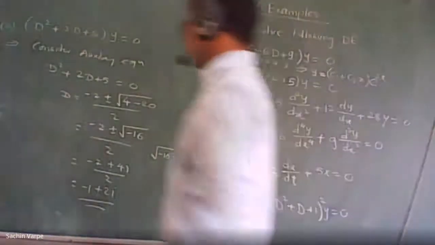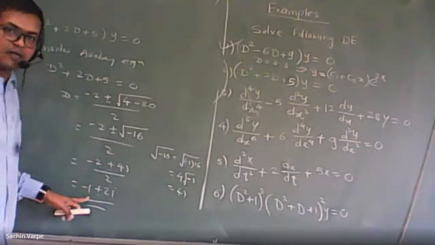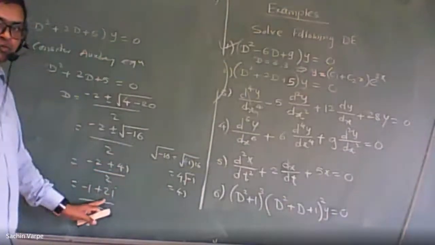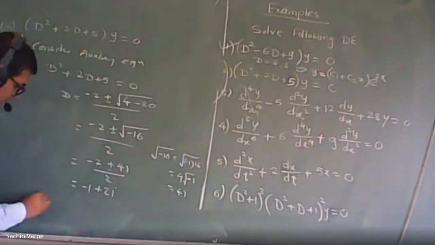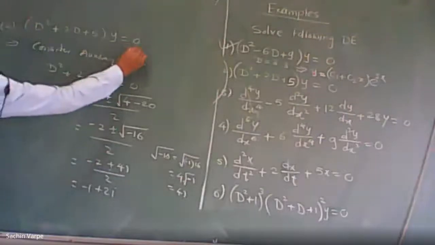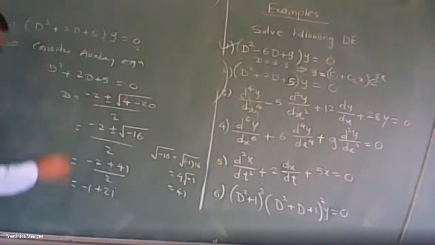So here, what is the real part? That is minus 1, and what is the imaginary part? 2. Right? So in this case, the solution will be the complementary function, and since it is the homogeneous differential equation, the complementary function is the complete solution, that is the value of y.